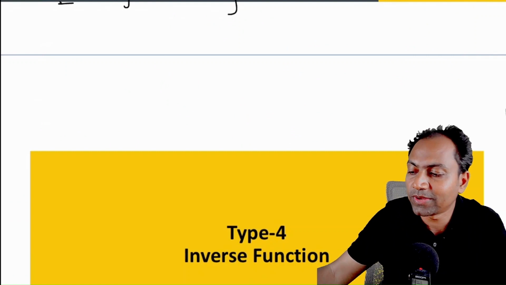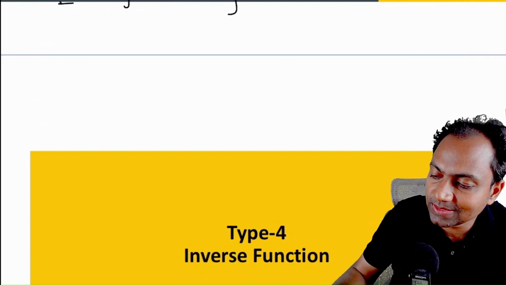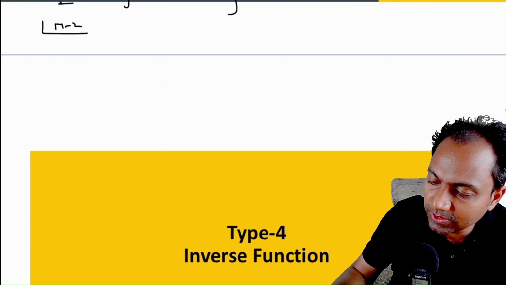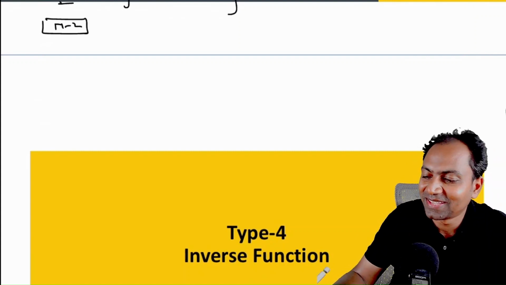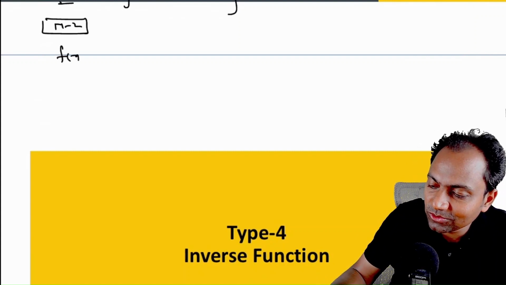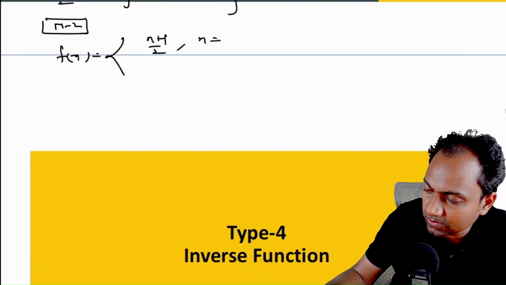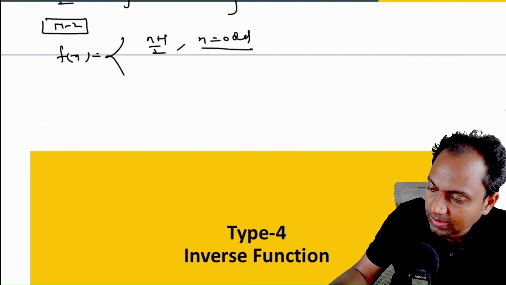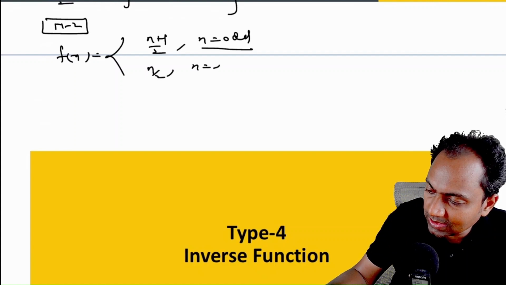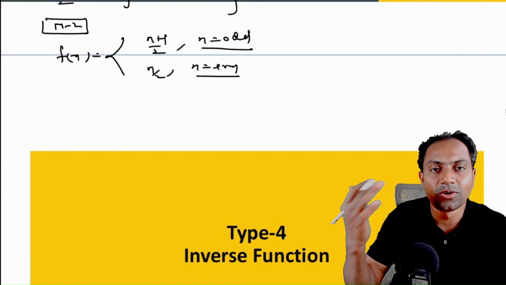Now there is one more way to do the first part of this question. Let us see that method as well. Now this is a little bit theoretical, but try and be with me. What is given in the question is f of n equal to n plus 1 by 2 when n is odd, and n by 2 when n is even. So now let us see a theoretical method of doing the question.